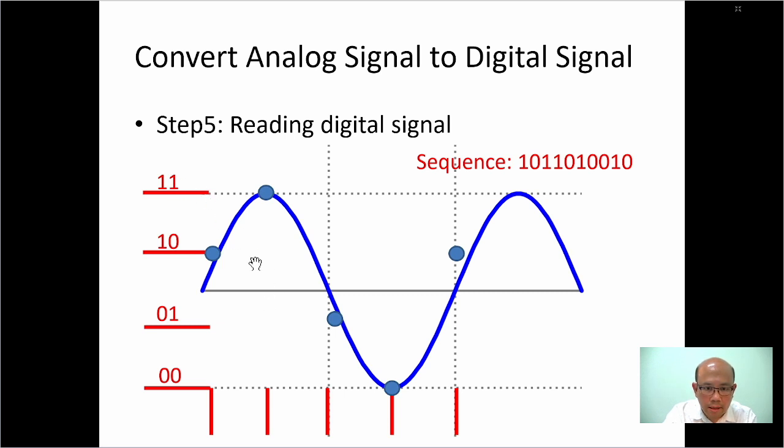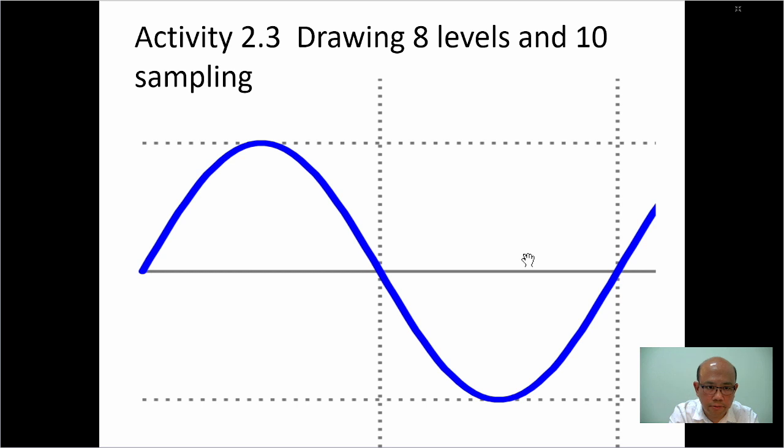So here, I write it in sequence. This is 10, and then 11, 11. Next 01, 01, 00. Here 00, and the last 10. This is 10. And here this is an example of converting from analog signal to the digital signal.